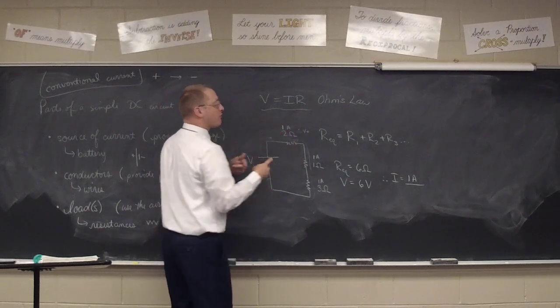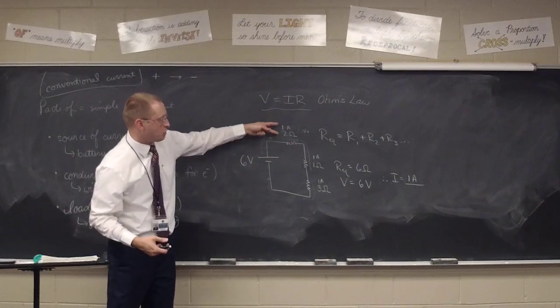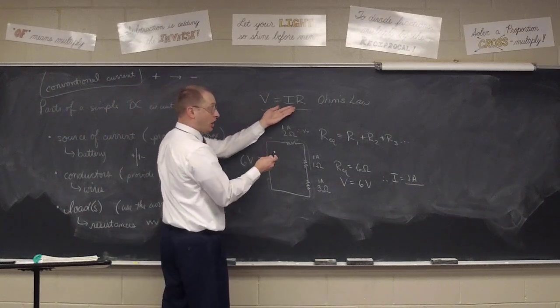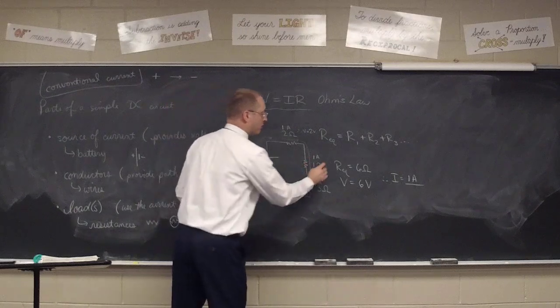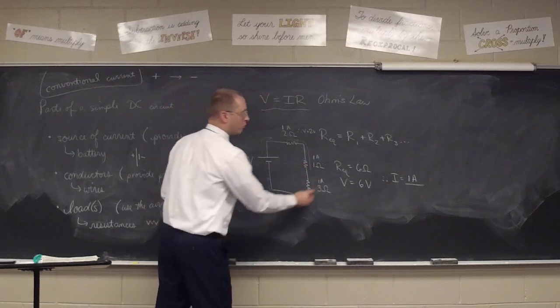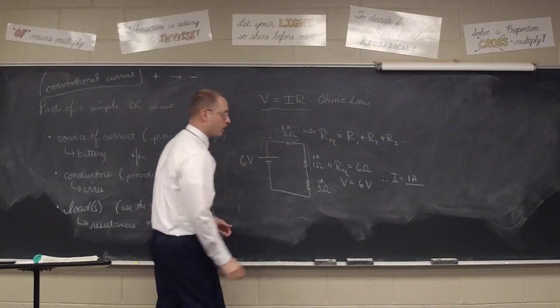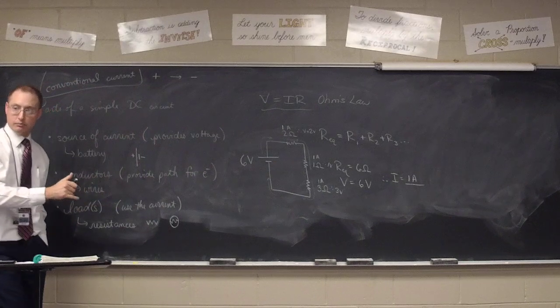how much of the voltage gets used up right here. 1 amp through 2 ohms uses how many volts? V equals IR, 2 volts. 1 amp goes across 1 ohm. How many volts? 1 volt. 1 amp through 3 ohms. How many volts? 3 volts. All the voltage has been used now.